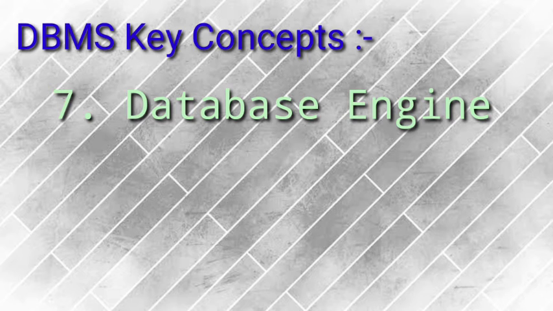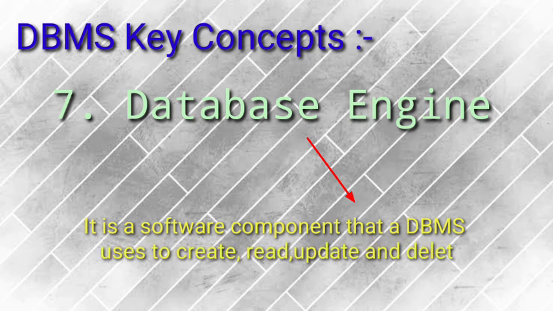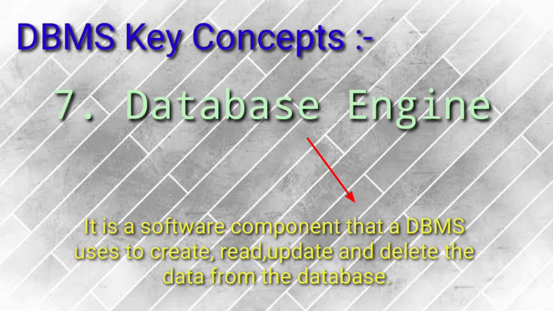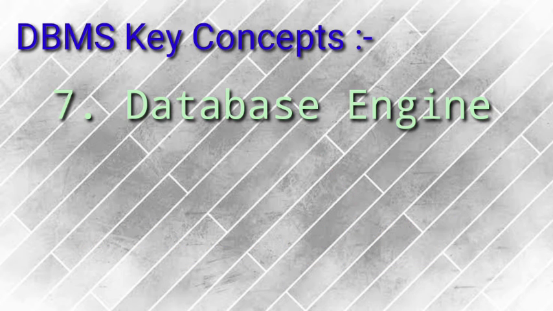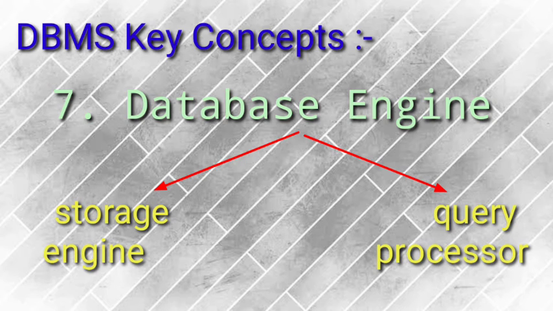The last and most important key concept of DBMS is the database engine. The database engine is basically a software component, or a program, which a database management system, a DBMS, uses to create, read, update or delete data from the database. So any action done in the database by the DBMS software is called the database engine. It is further divided into two major components: the storage engine and the query processor.